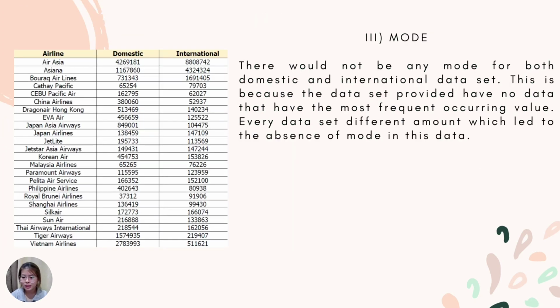This last one is mode. Mode is the value that occurs most often. When we look back at the data given here, there is no value that occurs most often. Hence, there would not be any mode for both the domestic and international data sets. This is because the data sets provided have no data with a most frequently occurring value. Every data value is a different amount, which leads to the absence of mode in this data.